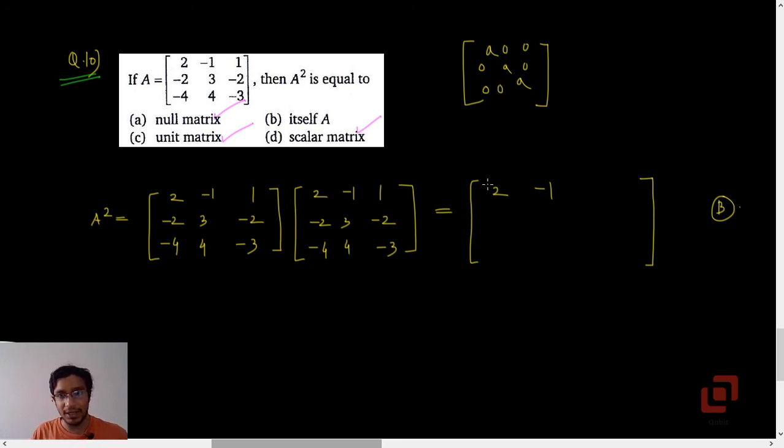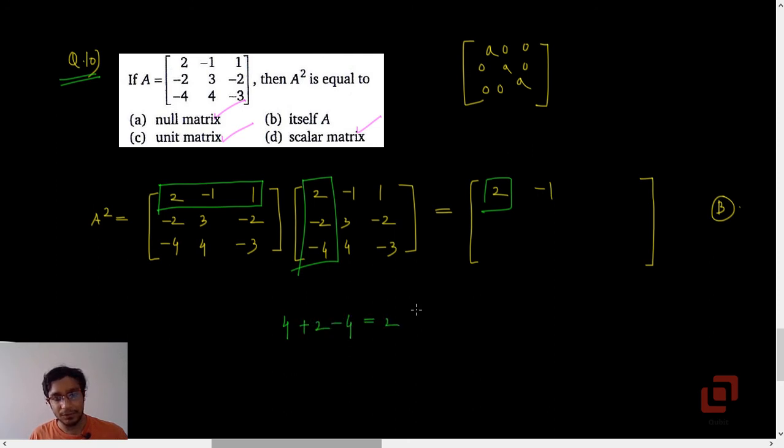Let's first focus on A11. To get that, we must multiply the first row of A by the first column of A. 2 into 2, 4, minus 1 into minus 2, plus 2, plus 1 into minus 4, minus 4, so that is 2. Now this eliminates A and C, because for A it should be 0, for C it should have been 1, so it's either B or D.